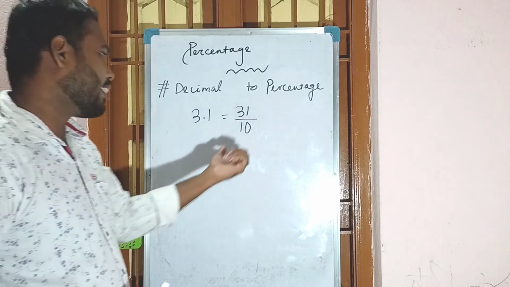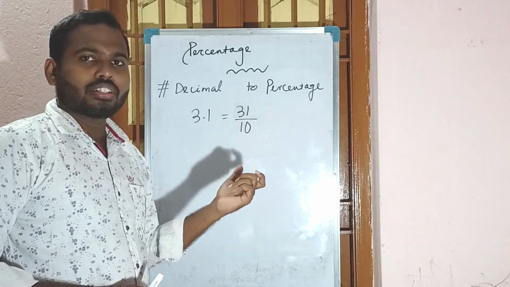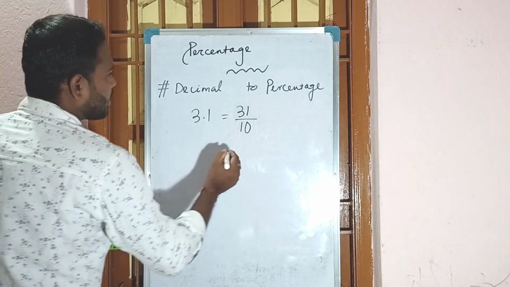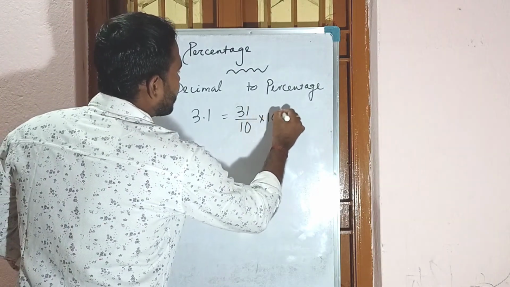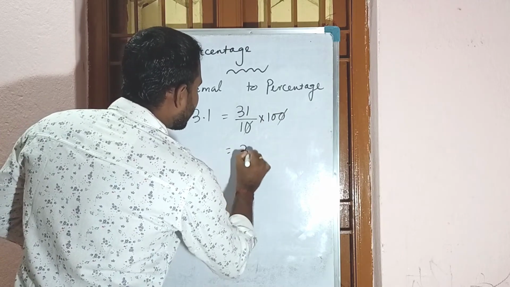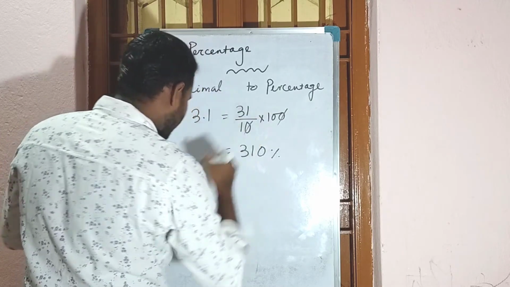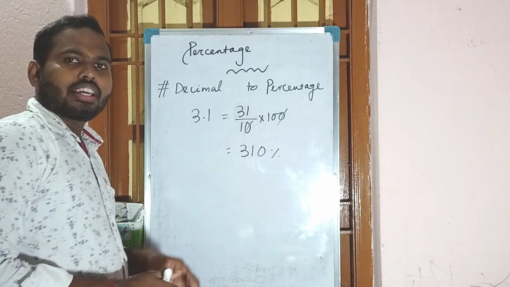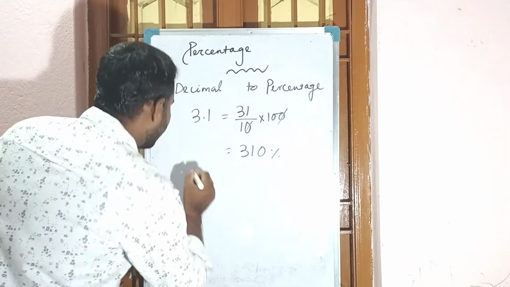Now we have two ways: either multiply 100 with it, or make the denominator 100. We'll follow the first process. It will be multiplied with 100, the zeros cancel, so it will become 310 percent. That is the first method. Now let's find out the second method.